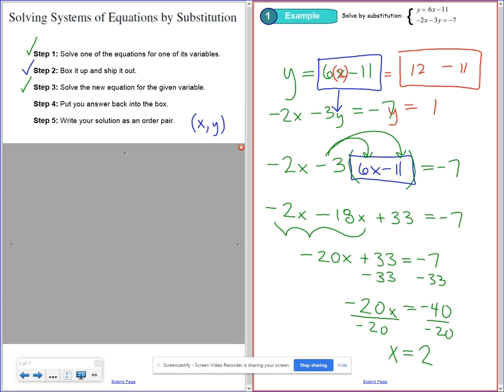And then the final step I always want you to do is write it as an ordered pair. So the solution is the point (2, 1). If we were to graph these two equations, this is where the two lines would intersect, at that point (2, 1). All right, I want to do some more examples here.